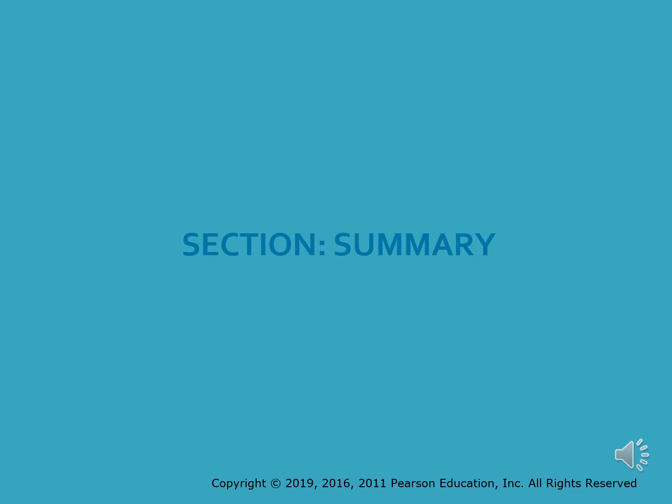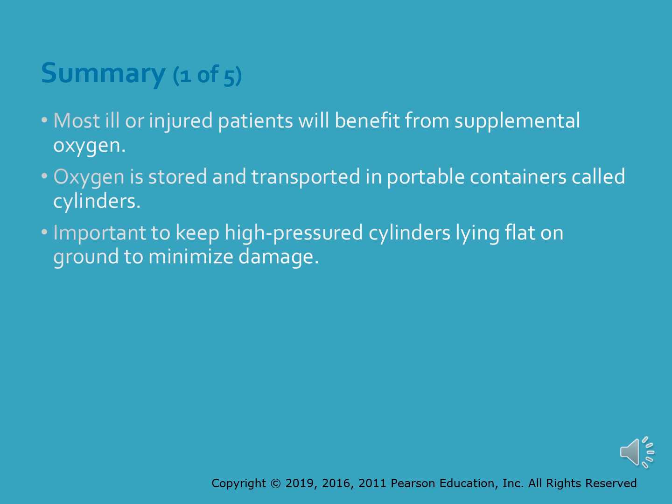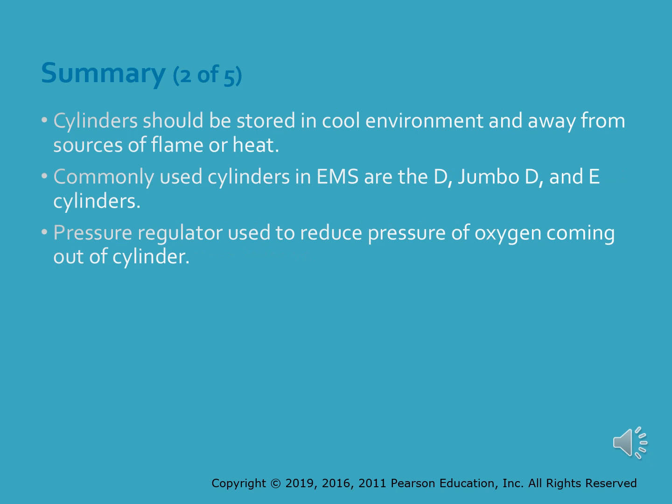In this next section, we're going to talk about the summary of what we all learned. Most ill or injured patients will benefit from supplemental oxygen. Oxygen is stored and transported in portable containers called cylinders. It is important to keep high-pressure cylinders lying flat on the ground to minimize damage. Cylinders should be stored in a cool environment and away from sources of flame or heat. Commonly used cylinders in EMS are the D, Jumbo D, and E cylinders.